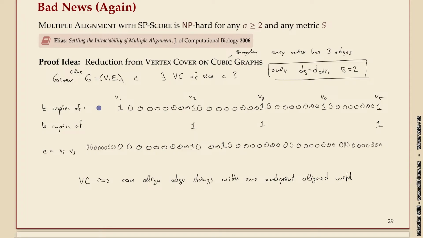So let's call this T strings, this P strings, these edge strings. And then the game becomes counting exactly what the SP score of this alignment is, showing that any other alignment can only be worse, and showing that you can separate the yes and no cases. And it's a bit messy, so I'll spare us the details.